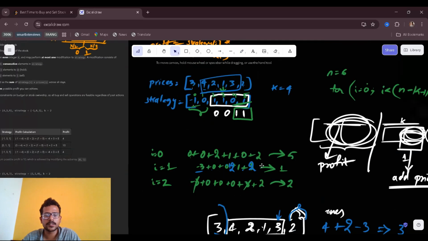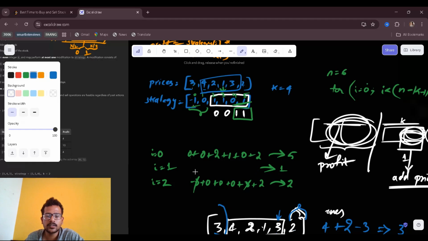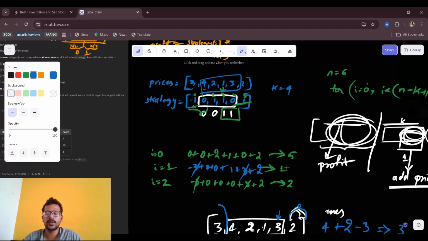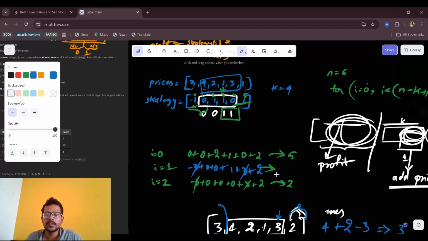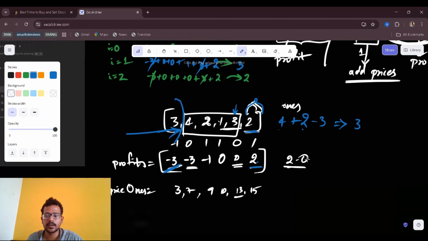Sorry for the mistake. It should be 3 into minus 1, minus 3. Let us calculate it again. Sorry for the mistake. Minus 3. Here it will be 4 into 0, 2 into 0. So 0 plus 0, nothing changes. 1 into 1 plus 3 into 1. 1 into 1 is 1 plus 3 into 1 is 3 plus 2 into 1 is 2. So totally I got just 3 will be my answer. Sorry for this mistake. So 3 will be my answer, right?